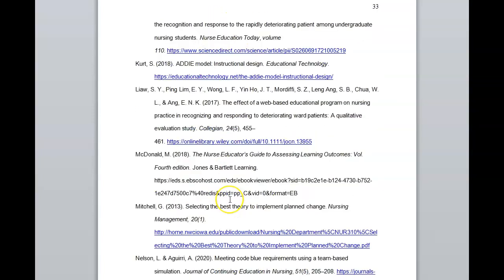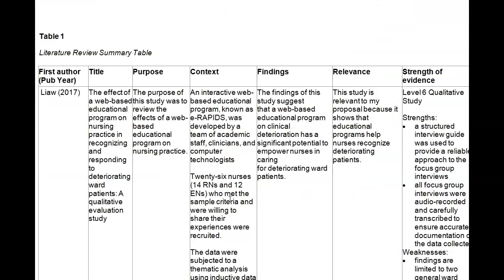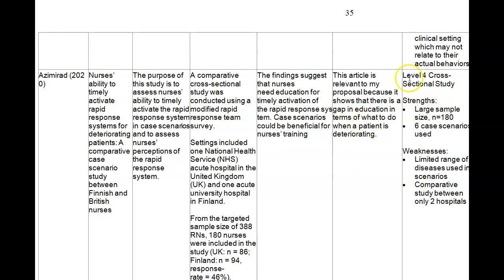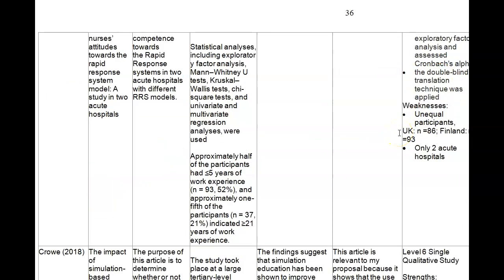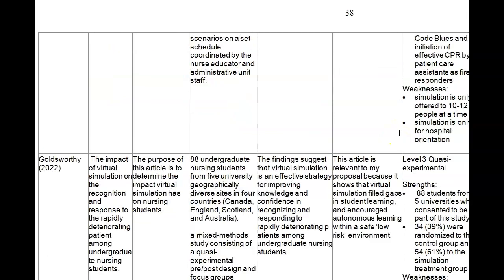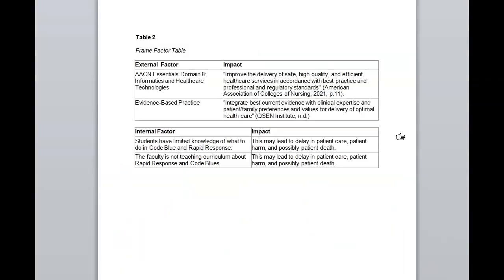This is how I did my reference page. This is that literary review summary table. So I had to literally go through each author, go over the title, the purpose of it, the context, the findings, the relevance, and then I had to grade it based on the strength of evidence. Was it a level 6 or was it a level 4? So there are all the articles that I used to write the paper.